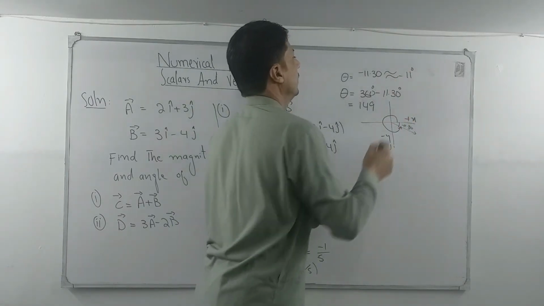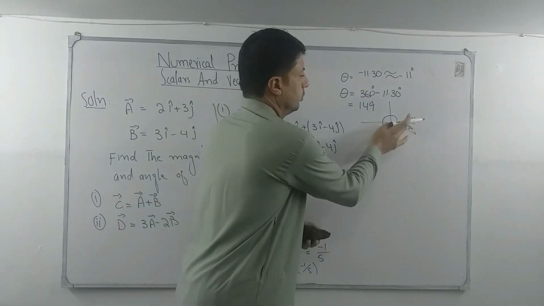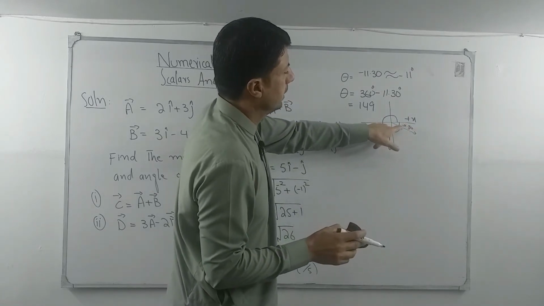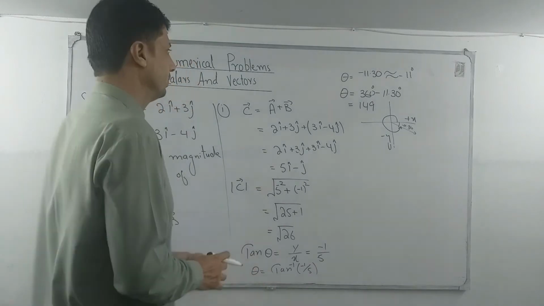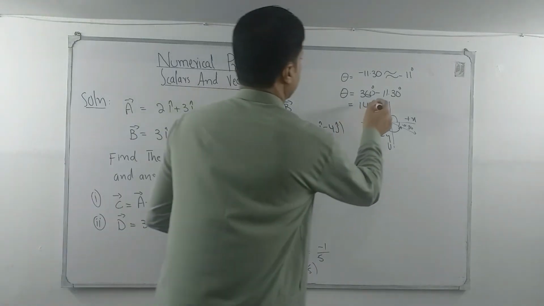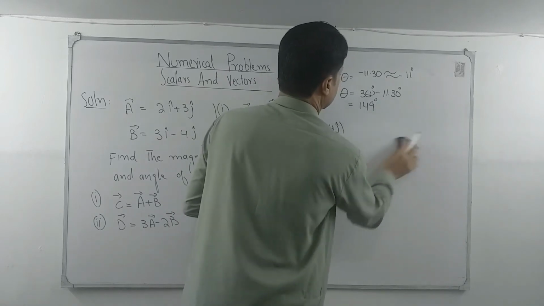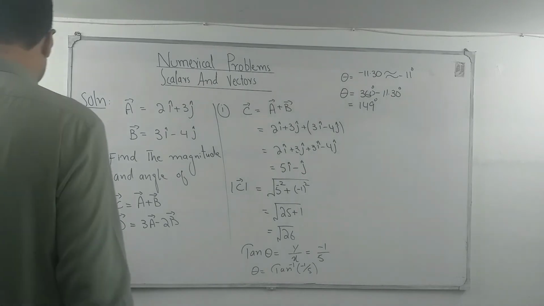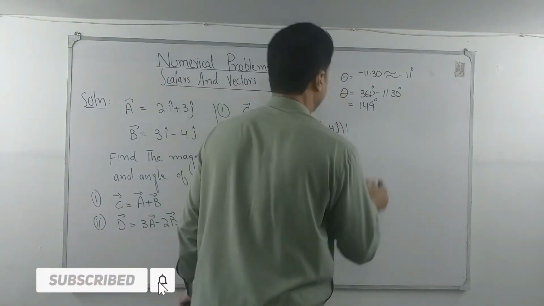So how to find out the basic angle which this vector makes with the x-axis? We will subtract this minus 11.30 from 360 degree. We will get the answer, which is equal to 349 degree. Okay, I'm removing this one. Part B you can solve the same way.